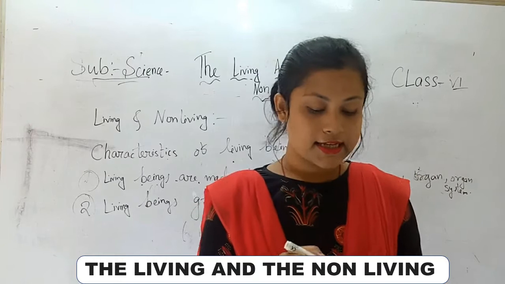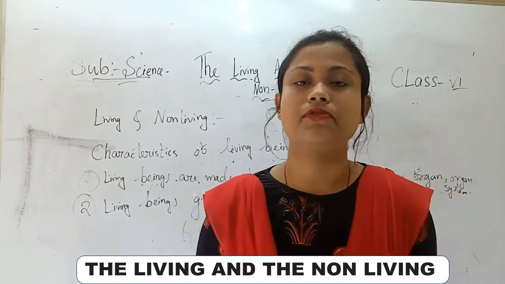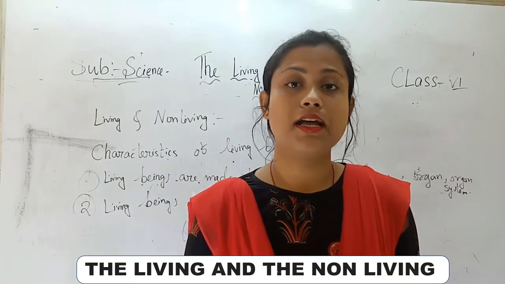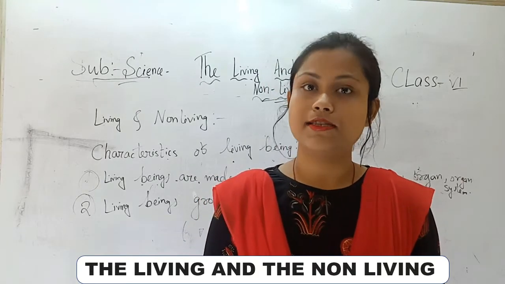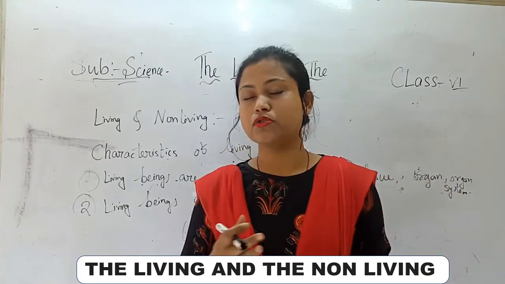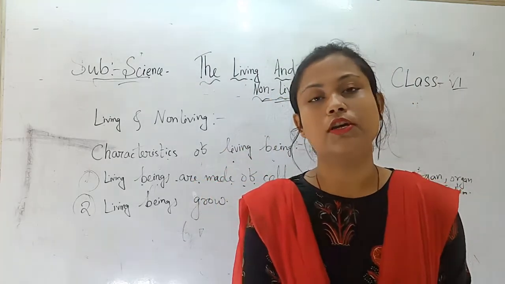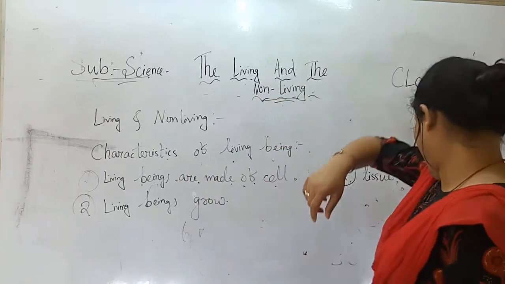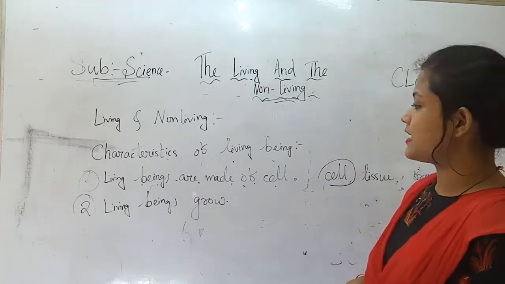So the first thing is that living beings are made of cells. As each and every part of our body is made up of cells, we can say that living beings are made of cells. Even plants have their own cells, like onions also have their own cells. Okay, cheek cells are there, and so many cells are there in an animal's body also. If you look, you can find cells. So living beings are made of cells.